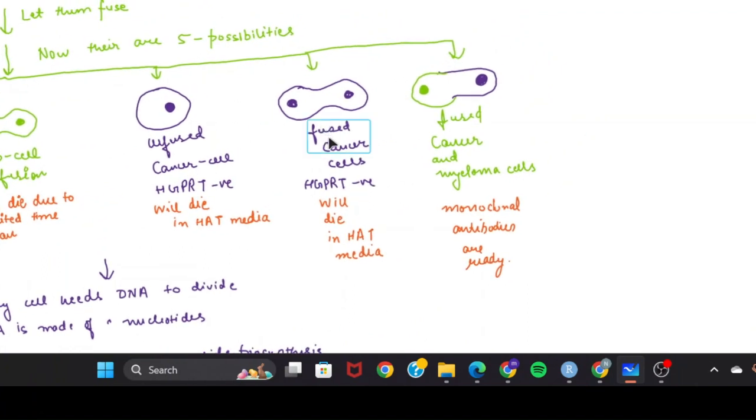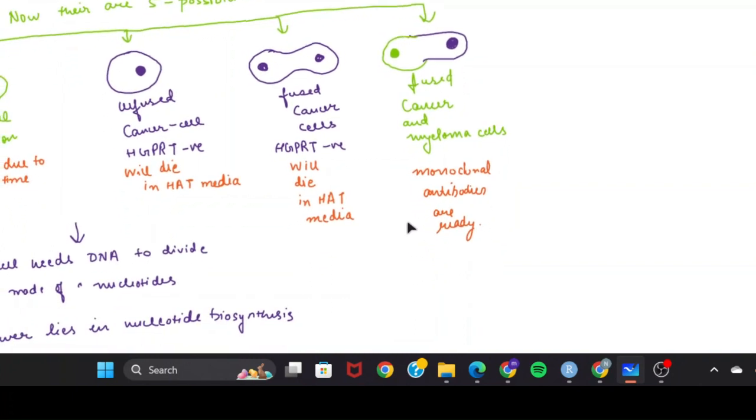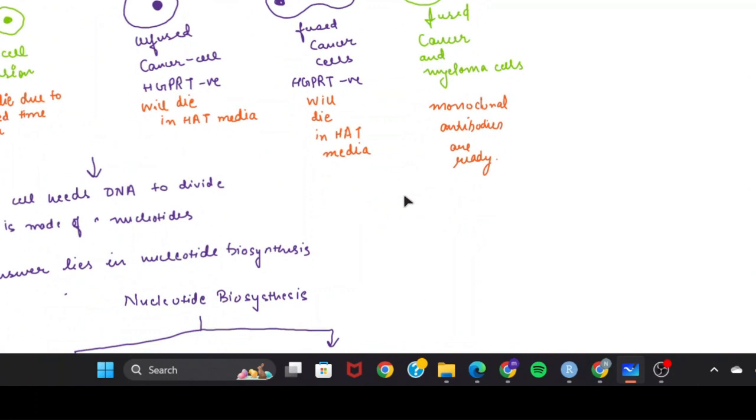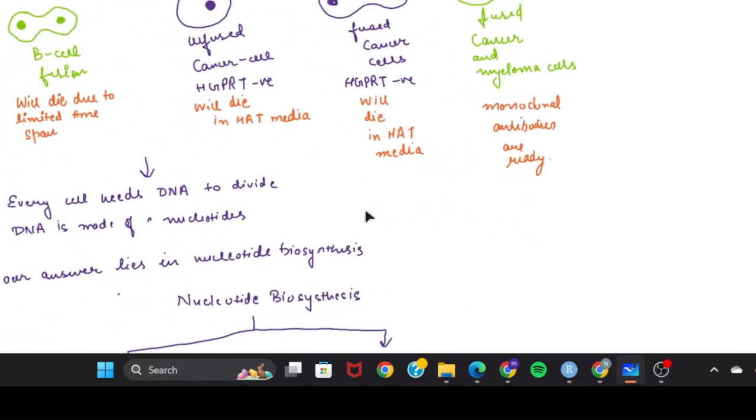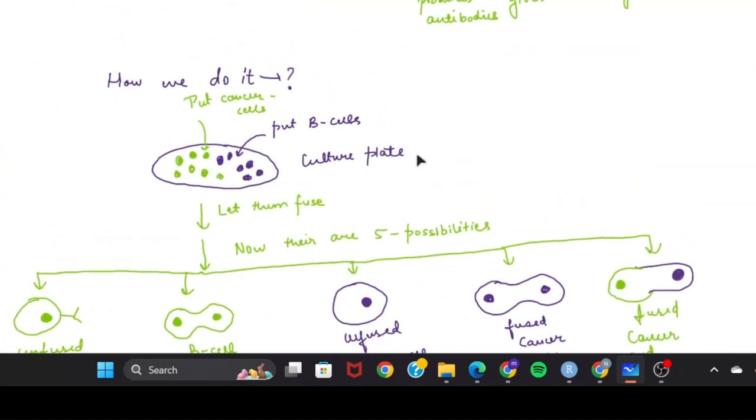Similarly, fused cancer cell will also die in HAT media because they are HGPRT negative. And since in the hybrid, HGPRT is given by the B cell and the immortality is given by the cancer cell, this will survive in the HAT media, and now our antibodies are ready. So we can produce antibodies in this way. So this was all about the hybridoma technology.